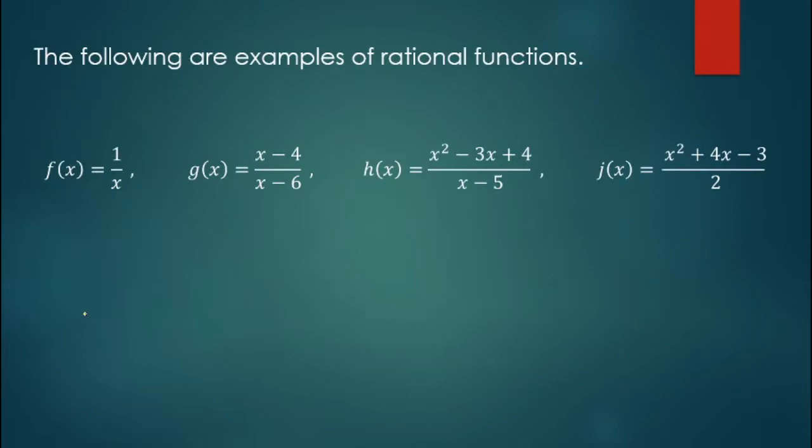So these are the examples of rational function. For this one, f of x is equal to 1 over x. So makikita nyo, denominator lang ang may variable. And for the second one, may variable na ang ating numerator and denominator. Same with this one. So this is included in rational function and this one. So dito, numerator lang ang may variable.